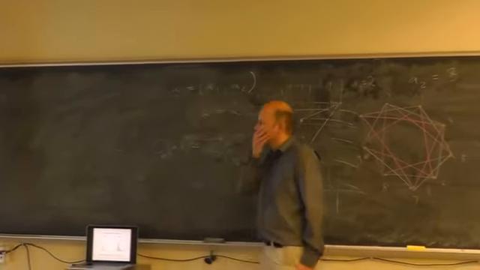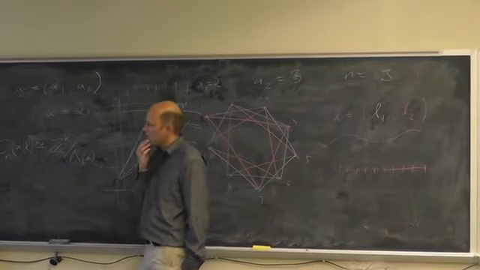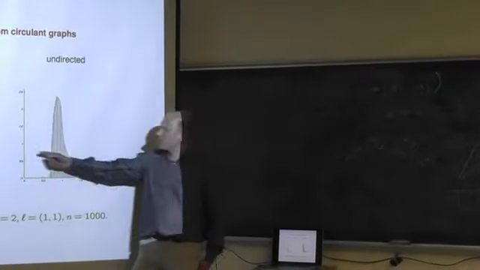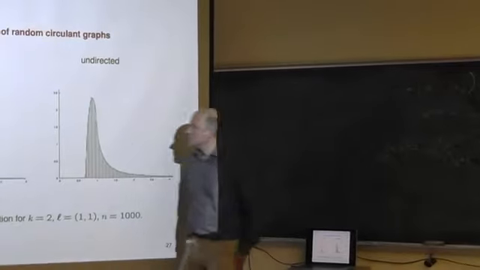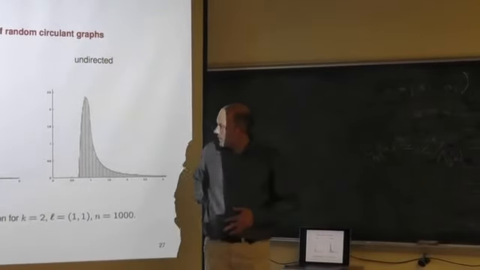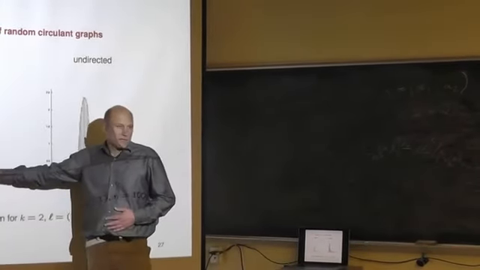And before I do this, let me just show you two pictures. One is diameters of random circular graphs. You've seen this before. And this one here is a directed random circular graph. And this looks exactly like the distribution of Frobenius numbers.